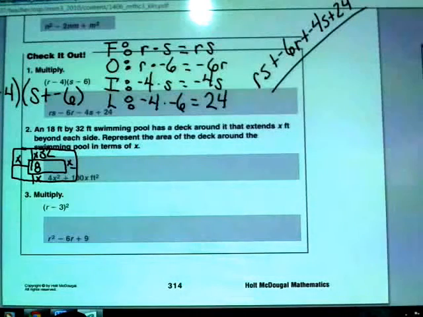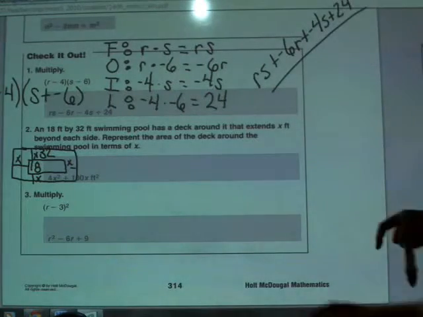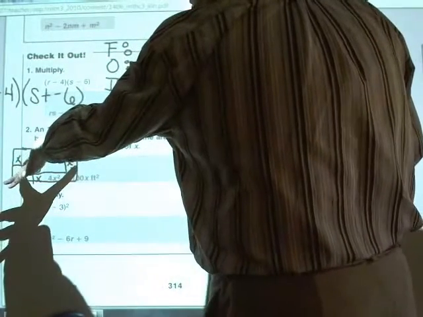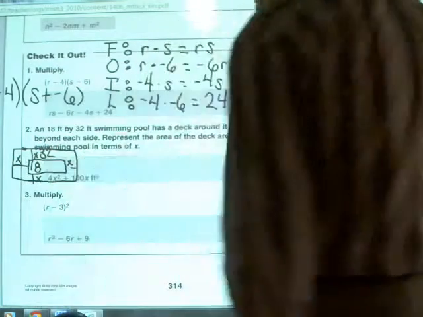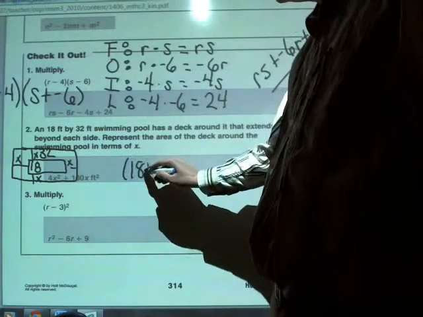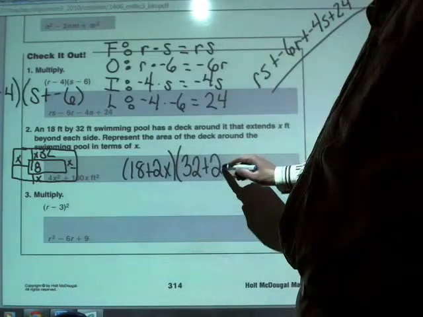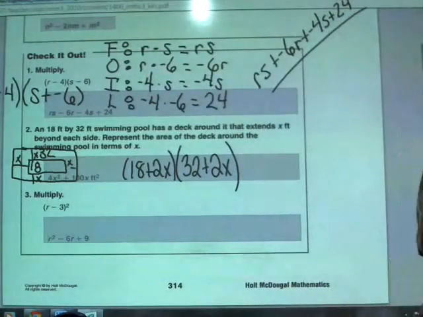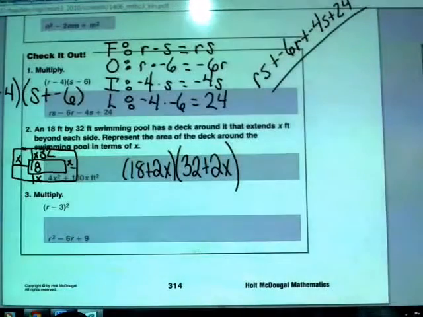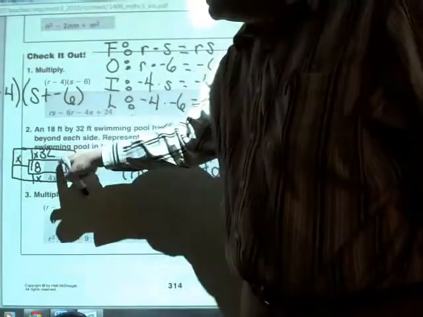So I'm supposed to find the area of just the deck. This is a lot like the photograph picture we did earlier. I'm going to take the expression for the length times the width of the whole space. If I look going this way, that's 18 and 2 x's. If I look going this way, that's 32 and 2 x's. So to find the area of the whole space, it's 18 plus 2x times 32 plus 2x. And then I'm going to take off the area of the pool, and when I subtract the area of the pool, that's going to give me the area of the deck. So I'm going to subtract off this 18 by 32 pool.